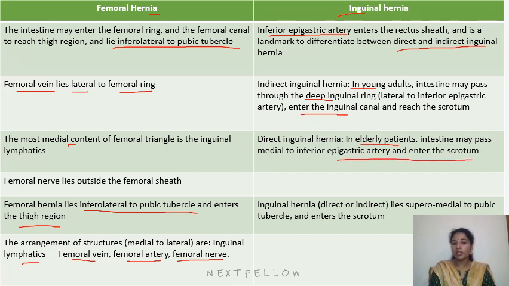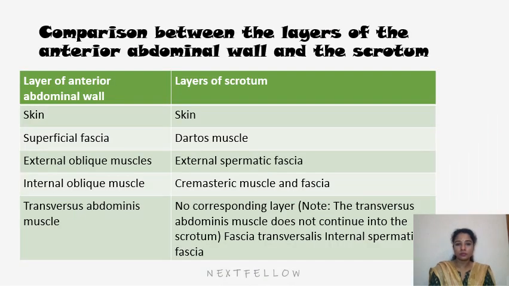Inguinal hernia, whether direct or indirect, lies superomedial to the pubic tubercle. This point is to be noted. So femoral hernia lies infrolateral to the pubic tubercle, whereas inguinal hernia lies superomedial to the pubic tubercle. So these are the salient points which you have. Thank you. This completes the most important topic, that is, the inguinal canal.